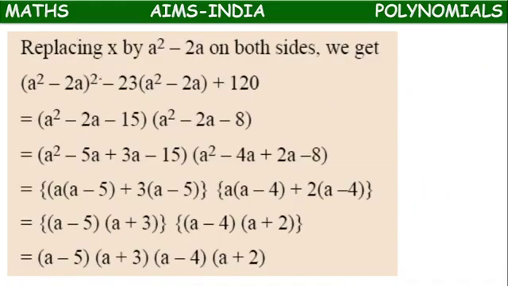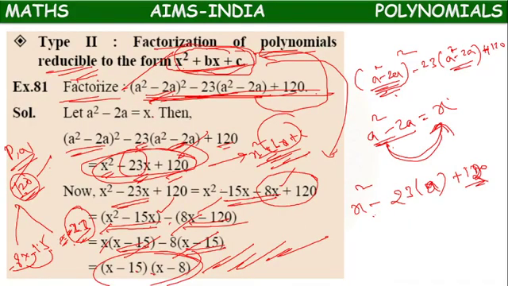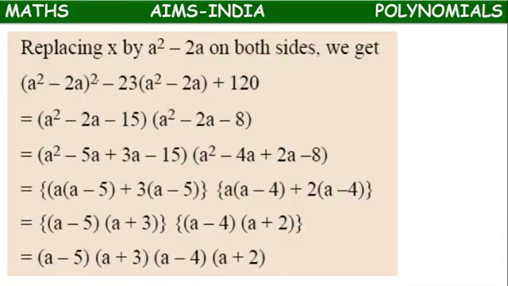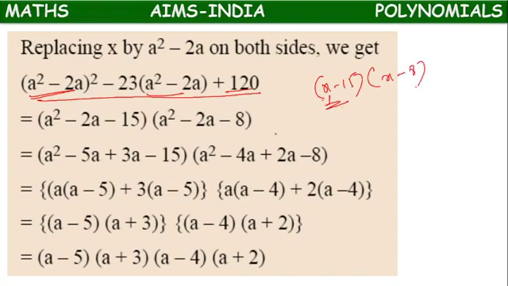Now if we replace x with a square minus 2a on the LHS, we got two factors. One is x minus 15, another one is x minus 8. In the place of x, we keep a square minus 2a. So the first factor is a square minus 2a minus 15, and the second factor is a square minus 2a minus 8. Now again these have to be split.